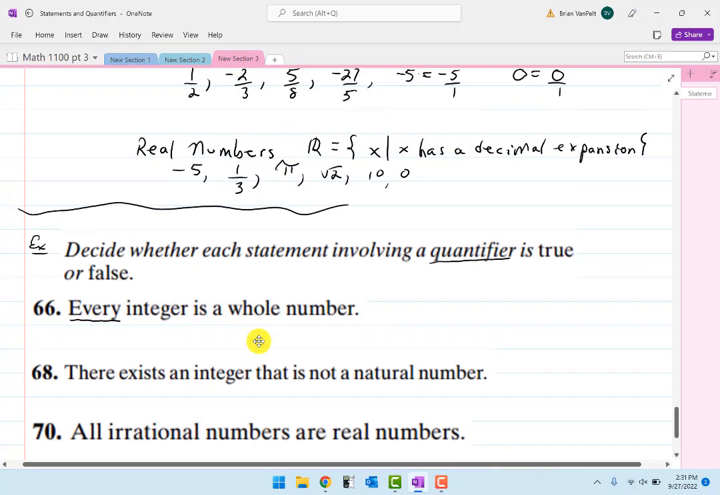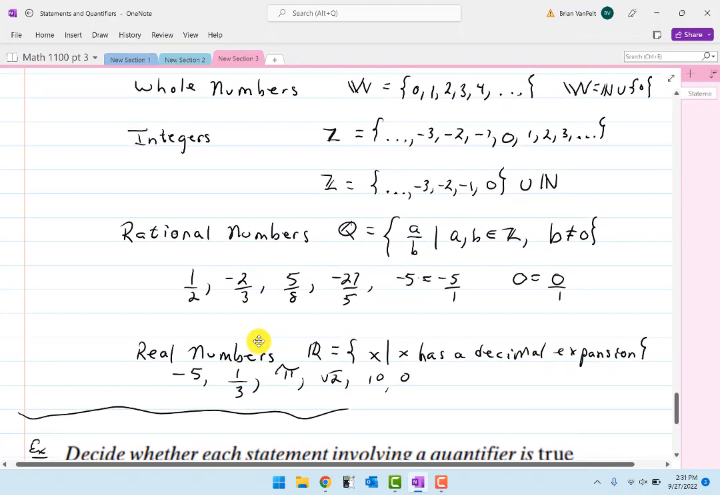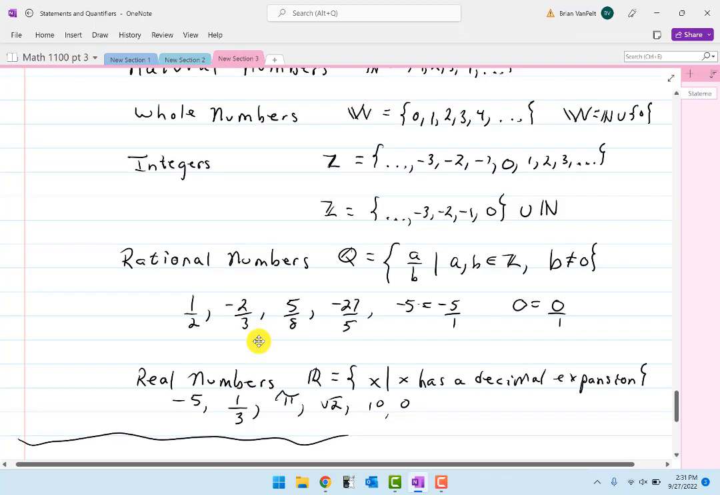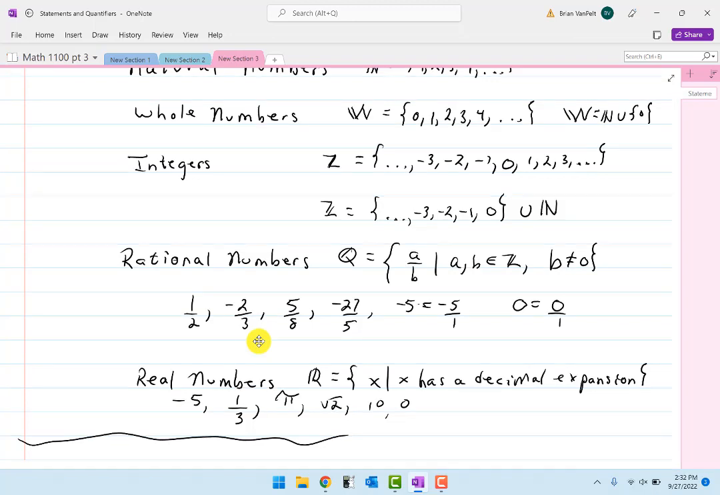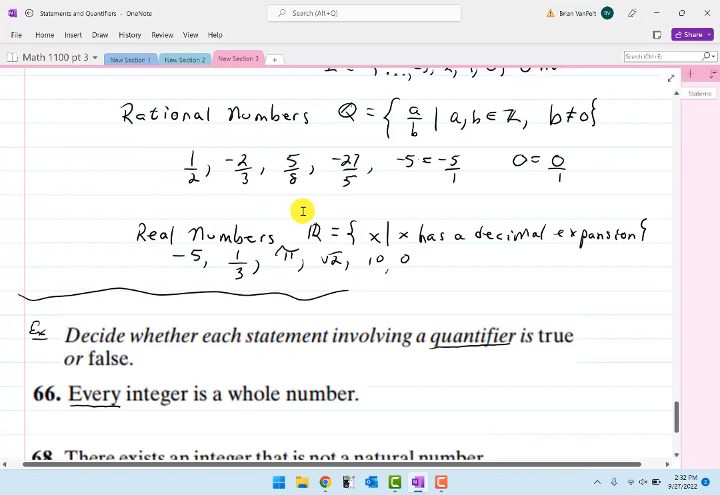Let's take a look back at these sets. There's the set of integers, and there's the set of whole numbers. Is it true that every integer is a whole number? Well, no, that's not true. You can see there are negative integers over here, negative integers that are not in this set. So this is clearly false.